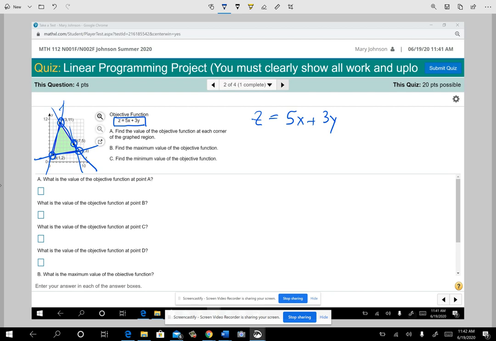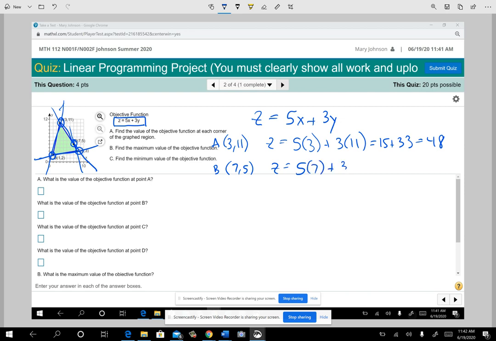So for instance, point A was the ordered pair (3, 11). And so for that, you would plug in 3 for the x and 11 for the y and just work that out. So that's 15 and 33. So that gives you 48. All right, you would do the same for the other points. I'm just going to do one more. So point B is (7, 5). So I'm going to plug in 7 for the x, and I'm going to plug in 5 for the y, and I'm going to work that out. Okay, so that's going to give me 40, 50, it looks like. Okay. All right, now you do that for C, you do that for D.